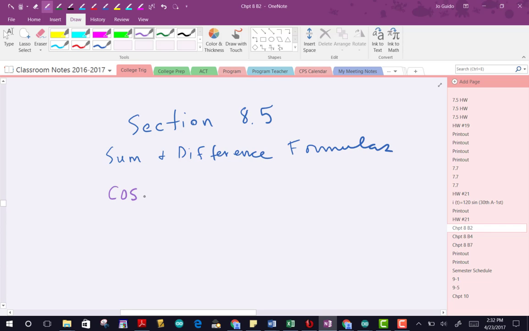It says that the cosine of alpha plus beta, or of a plus b, is equal to something a lot different than what you would think. It's equal to the cosine of a times the cosine of b minus the sine of a, the sine of alpha, times the sine of beta.